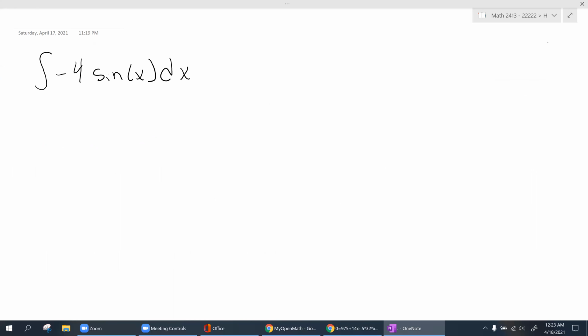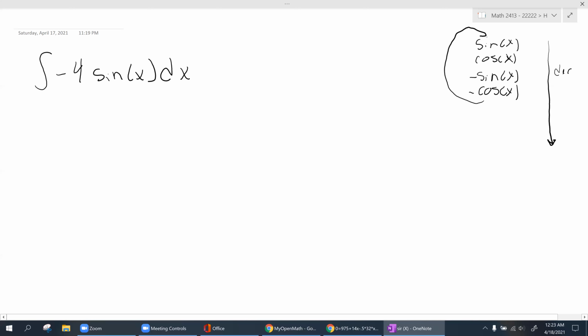If it helps you initially, because I remember as a student a few years ago, I would do this. Whenever I would derive, I would go this way. I got sine of x. The derivative of sine of x gives me cosine of x. The derivative of cosine of x is negative sine of x, because it changes. The derivative of negative sine of x is negative cosine of x. The derivative of negative cosine of x goes back to the beginning, sine of x. It repeats.